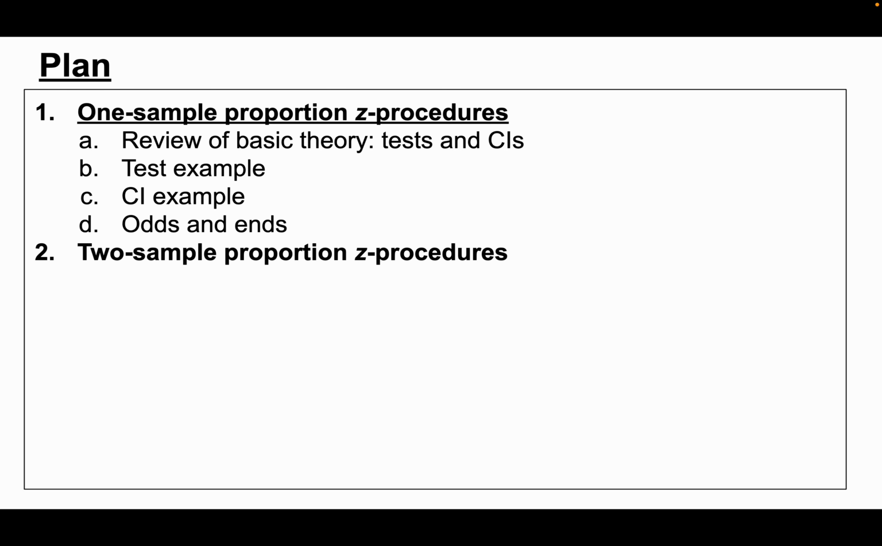Then we'll go over procedures for two sample tests for a difference in proportions. Again, those are z-distributed. We'll go over a test example, CI example.